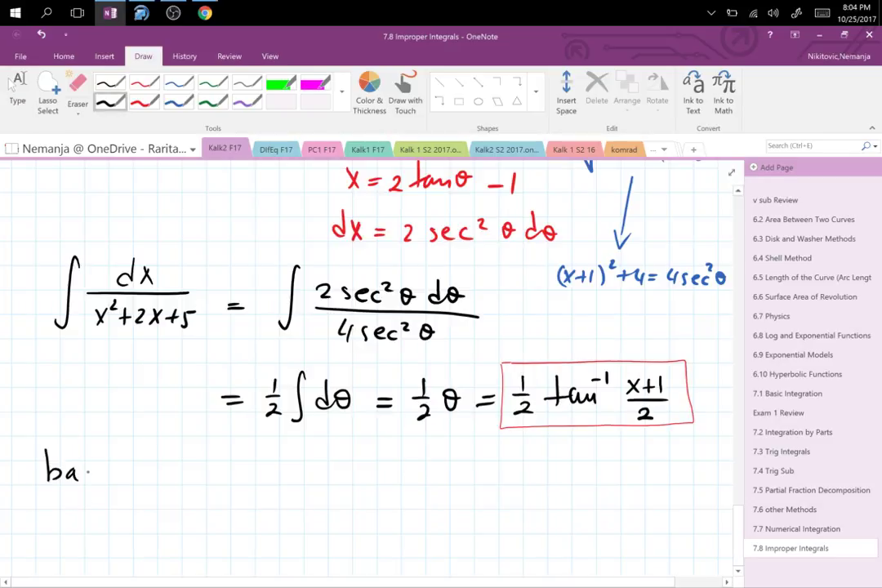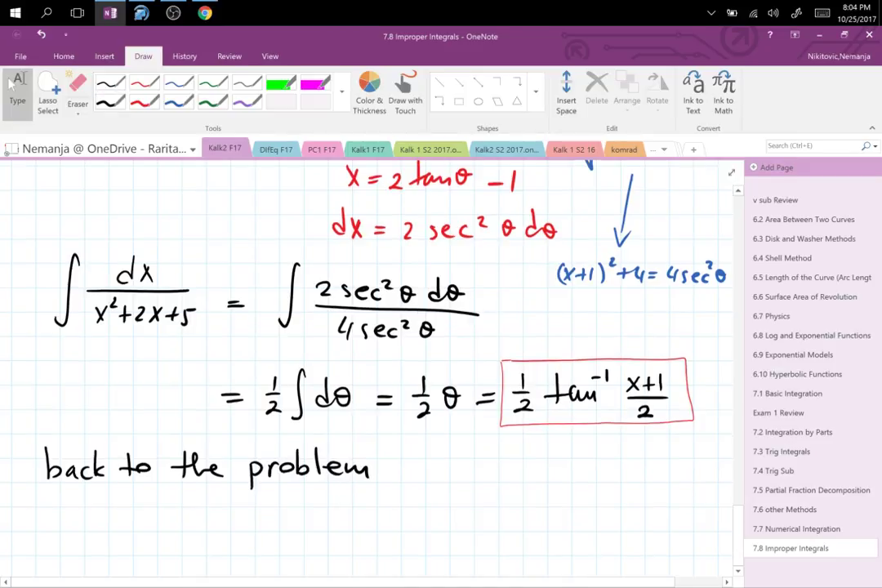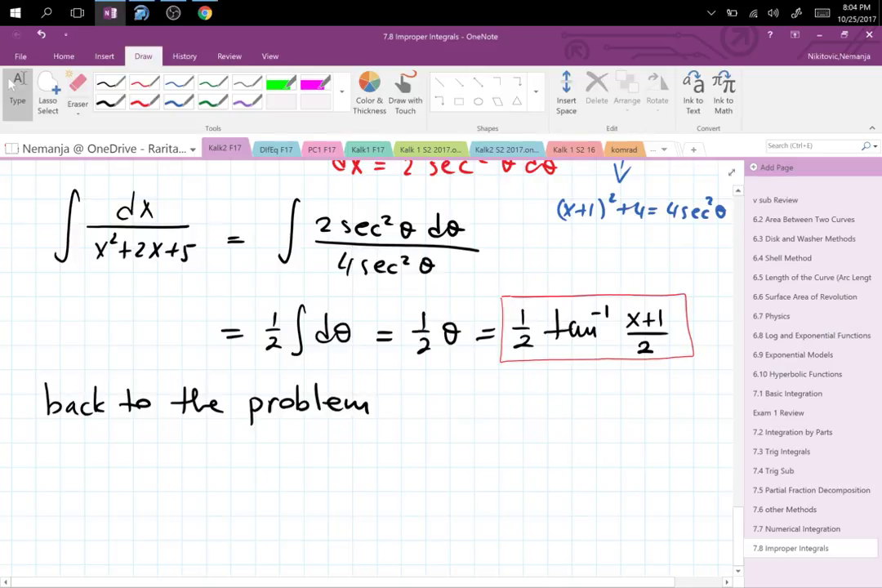So back to the problem. And if you think this is long, wait for chapter 8. I mean, wait for differential equations.